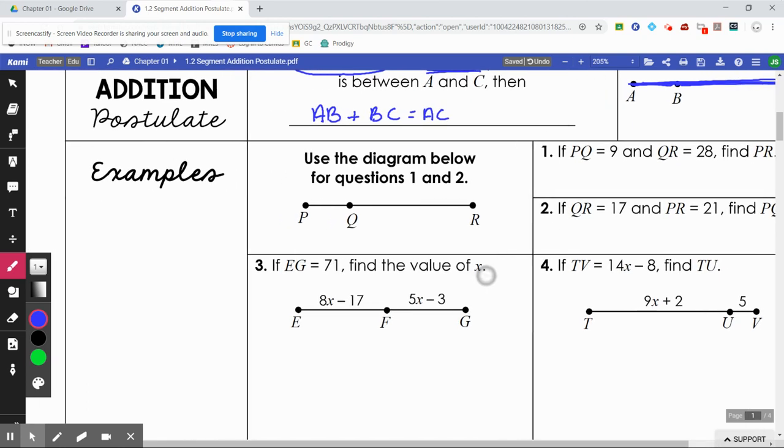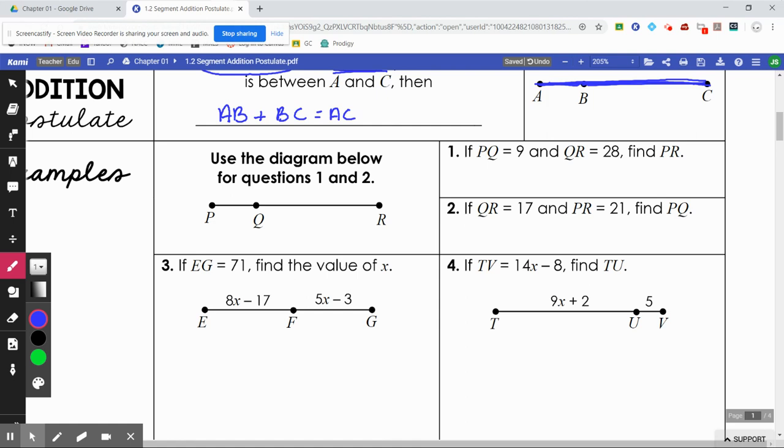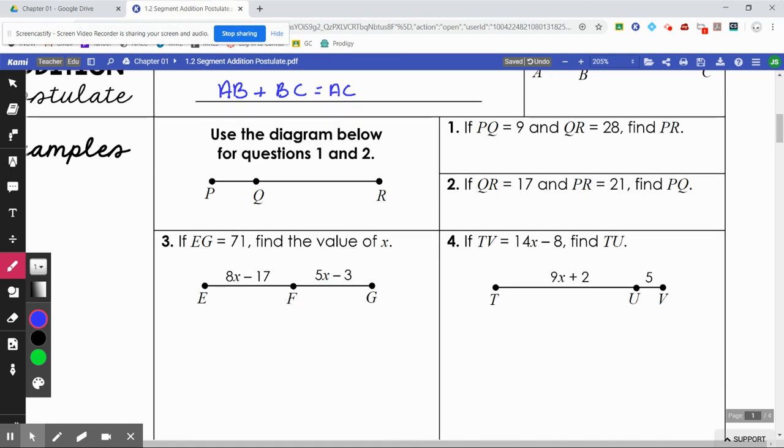Now let's actually use the segment addition postulate in some examples. Use the diagram below for questions 1 and 2. If PQ is 9 and QR, the distance from Q to R, is 28, then what is the distance from P to R? Well, if this is 9, and then this is 28 more, then the whole thing will be 9 plus 28, or 37.